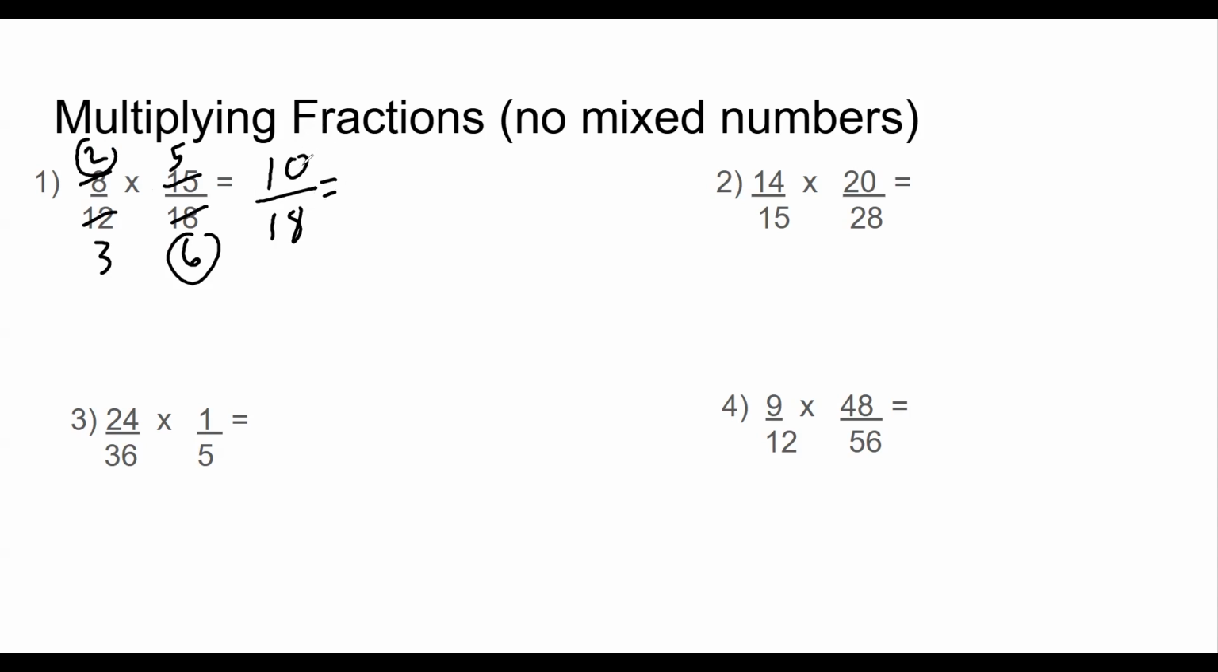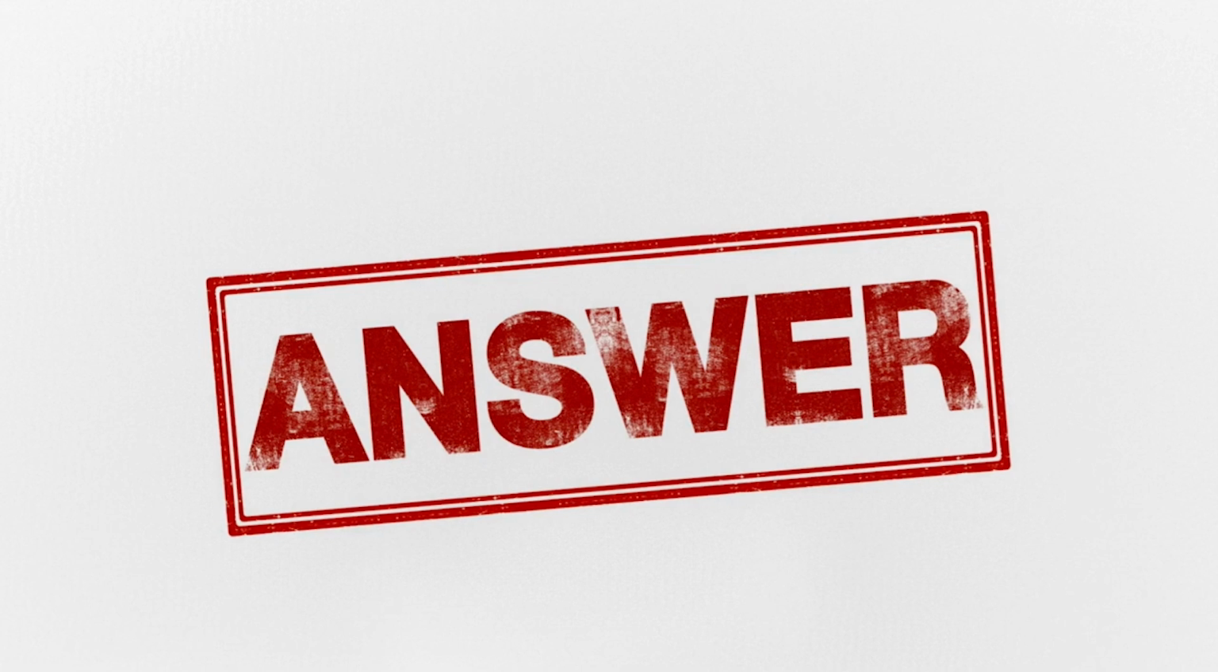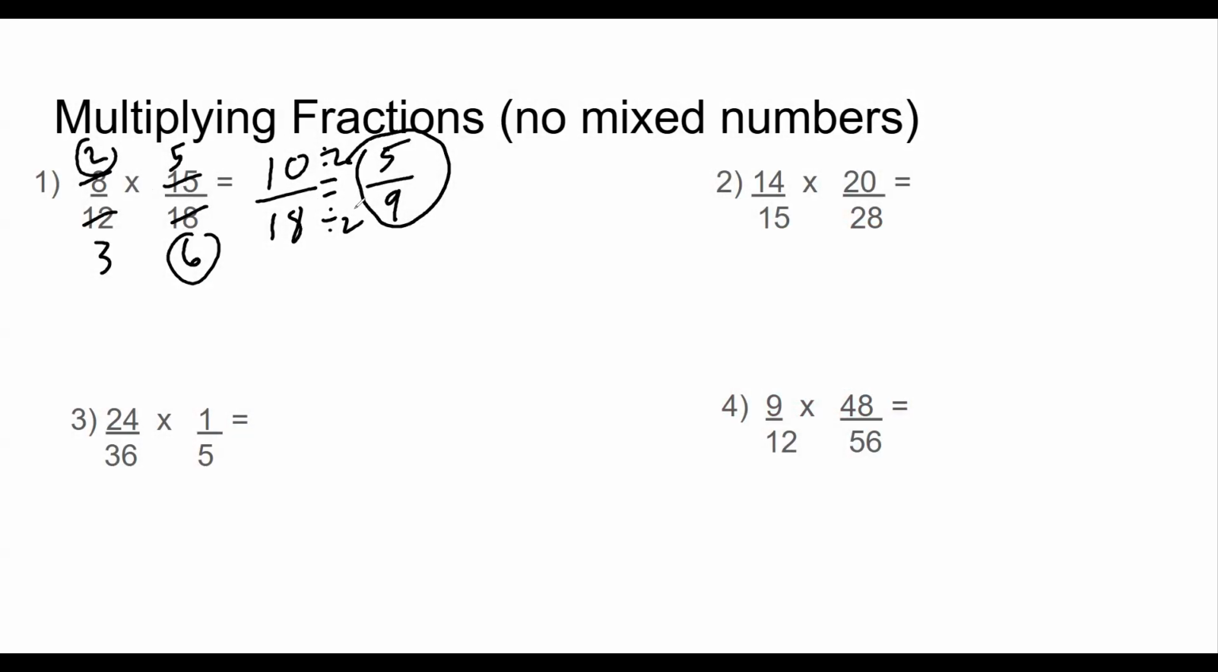I'm going to divide each one by 2. So 10 divided by 2 is 5, and 18 divided by 2 is 9. And that's 5/9. So you might reduce on the inside and then reduce a little bit more, and that's fine. All right, number 2.